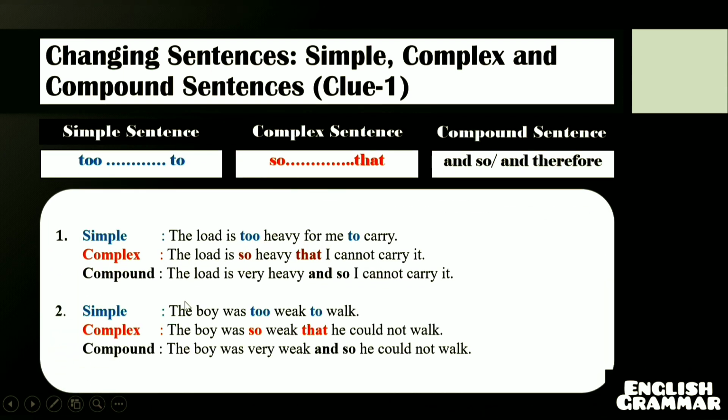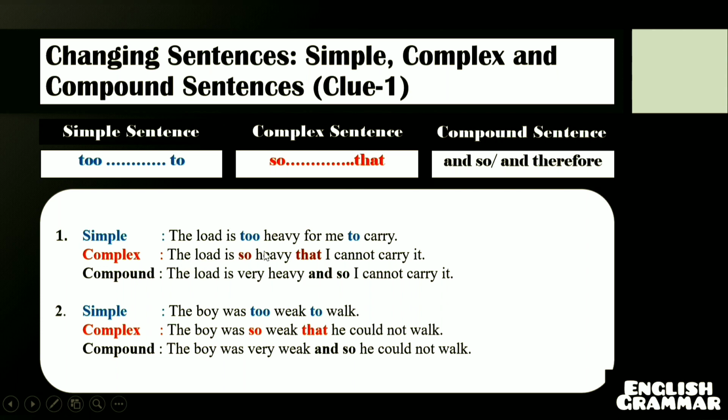Here I have written two examples. The first example is in present tense and the second example is in past tense. Here you have used present tense, that's why you need to write "cannot," but here we used "could not" because it is in past tense.